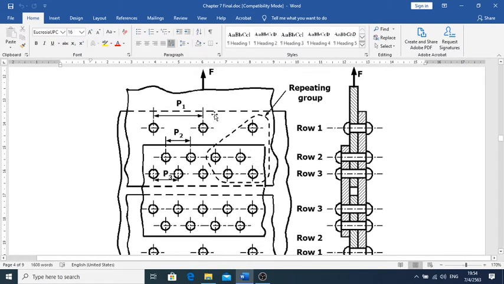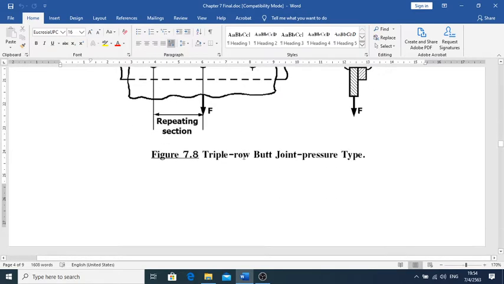So therefore, we design only the repeating group section there, and then we multiply it by however many repeating groups we have got there. So this is a typical type of boiler that we are going to design, in that way. Okay.